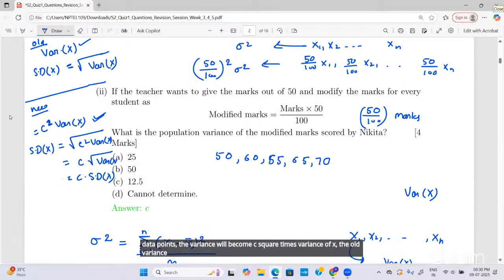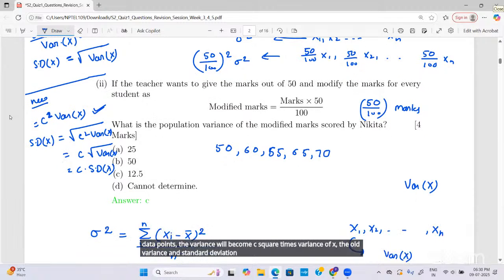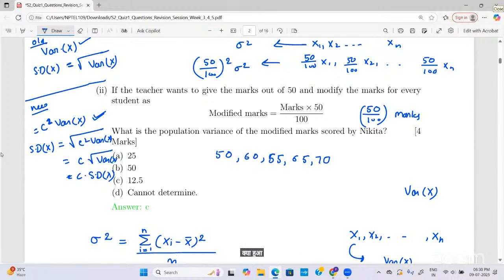And for standard deviation, you take the square root. So the standard deviation is C times the old standard deviation. Okay, ma'am, thank you. Yes, you can remember these points, so it will be easy to solve the questions in the exam. It will save your time.